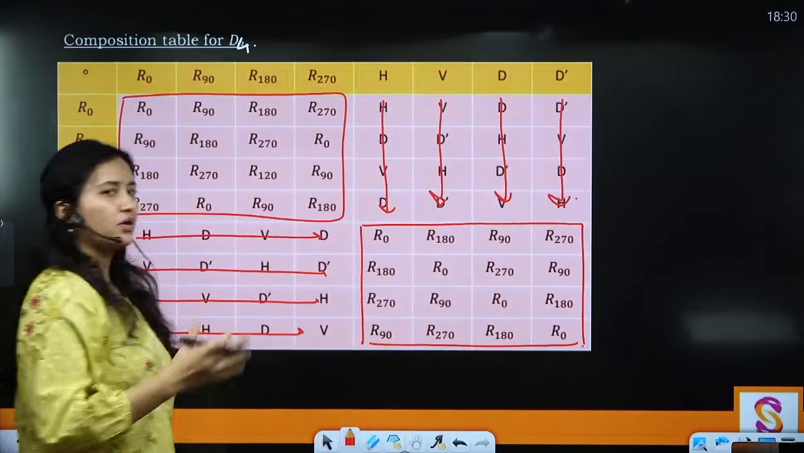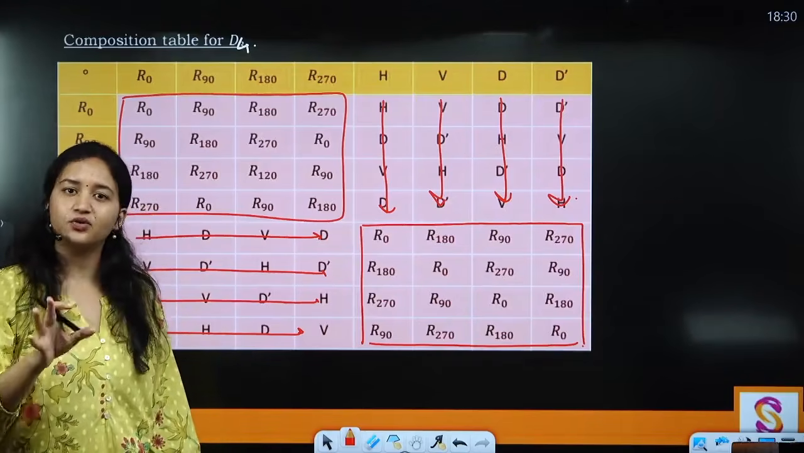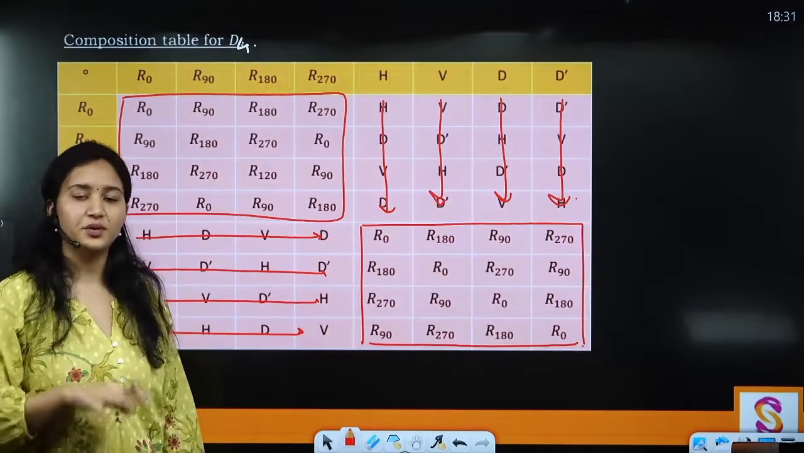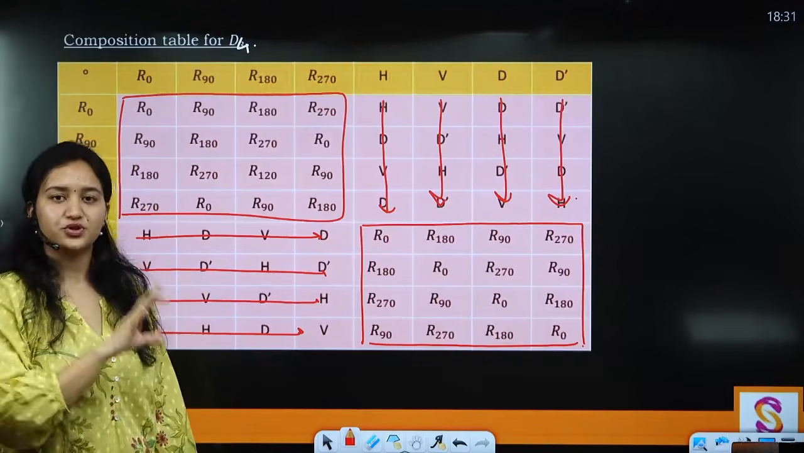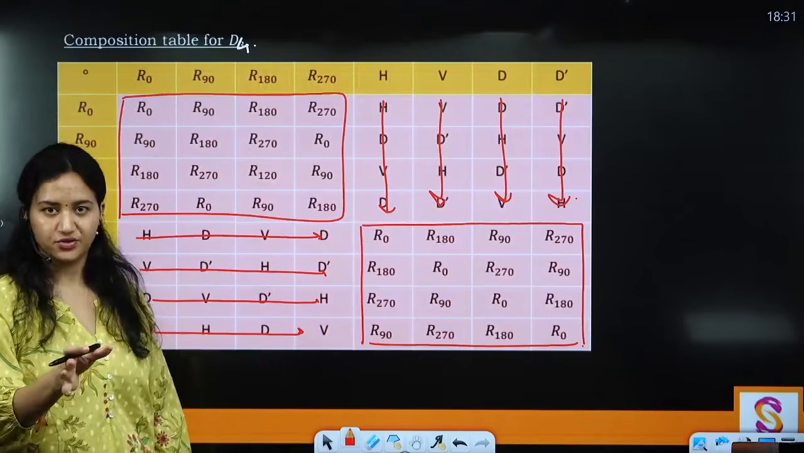But the product is always, or the answer is always, either a reflection or a rotation. It can never go around that way, right? So that means your Dn does form a group with respect to composition of functions, and functions are what? Functions are rotations and reflections. Clear?